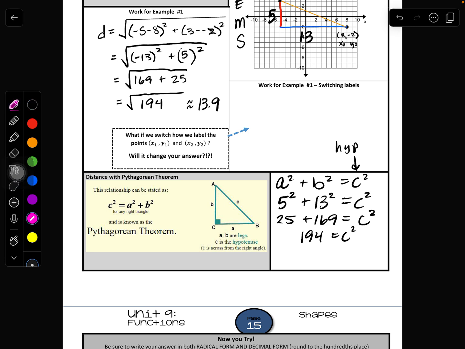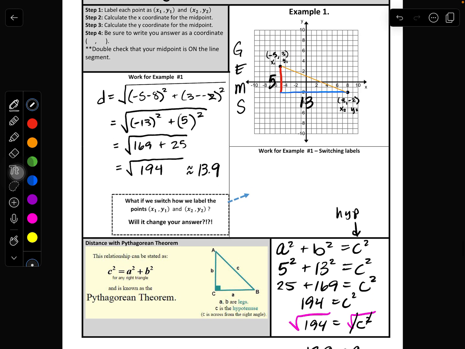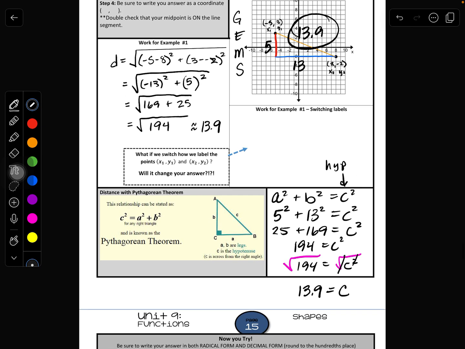And then in order to undo the square, we take the square root. All right, so we're going to do that on both sides. The square root of 194 is equal to the square root of c squared. Squares and square roots undo each other, and we're left with just c, which is the hypotenuse, which is the distance, 13.9, the square root of that 194. So whether you use the distance formula or the Pythagorean theorem, we'll get the same value, which is the distance between the 2 points given, okay?